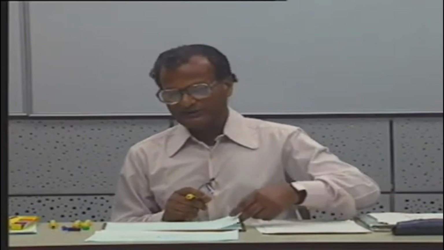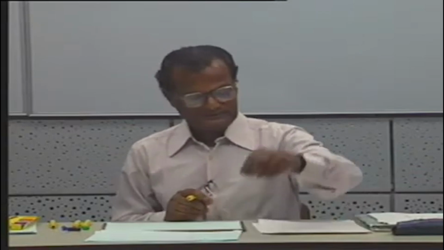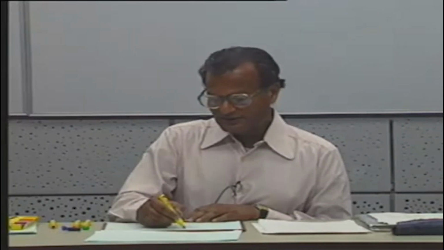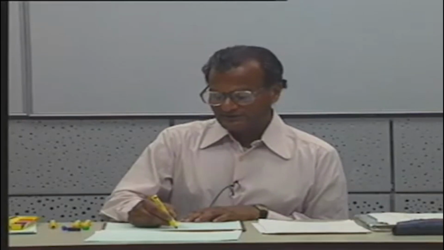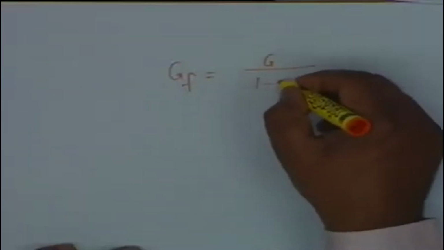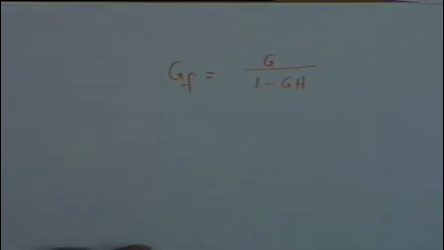The first point was desensitizing gain. In order to appreciate how the gain becomes insensitive to variations of the device parameters, tolerance of circuit parameters, aging or temperature, just look at this: G by 1 minus GH.